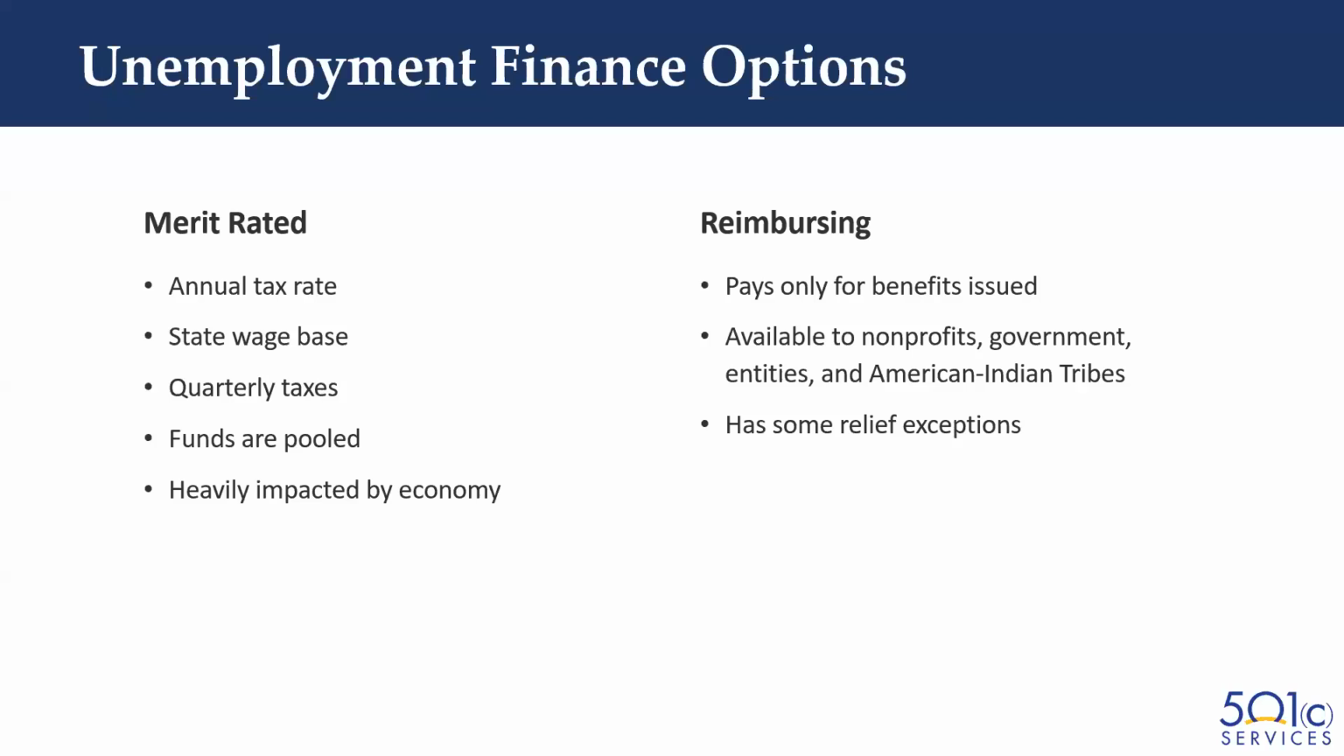Now, conversely, the other type of employer is a reimbursing or self-insured employer. To be eligible to reimburse, you must be a 501c3 nonprofit organization, a government agency, or a tribal organization. So you have to meet those criteria to even be eligible. Now, being a reimburser can be particularly advantageous for several reasons. You will pay only for actual benefit payments issued. You will avoid increased tax liability due to an unfavorable economy. You will avoid the tax assessments and socialized costs that go into those rates.